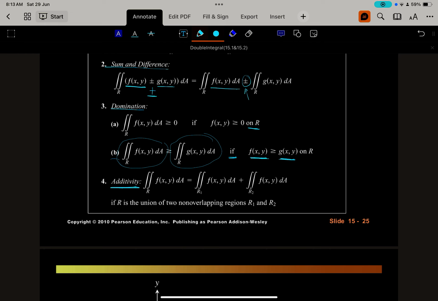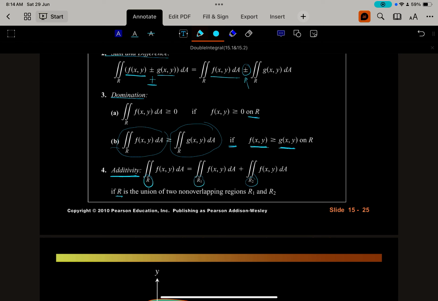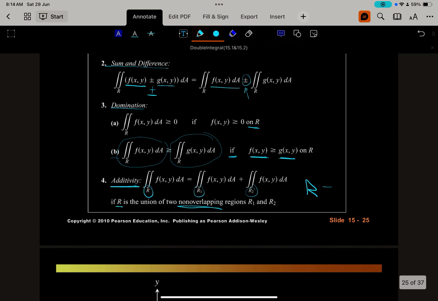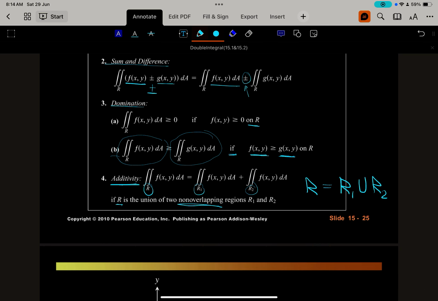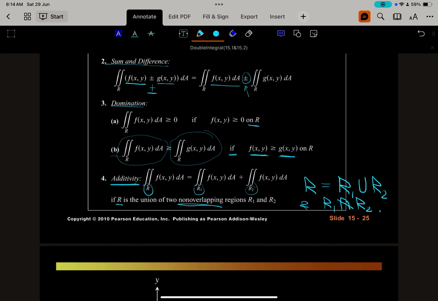over a region R is equal to the double integral of that function over region R1 plus the double integral of that function over region R2, given that R is the union of two non-overlapping regions R1 and R2, which basically means R is equivalent to R1 union R2, given that R1 does not intersect R2. So these are the conditions.